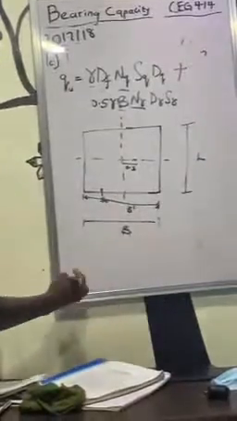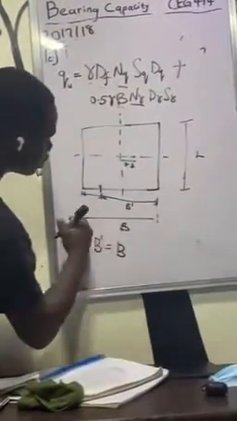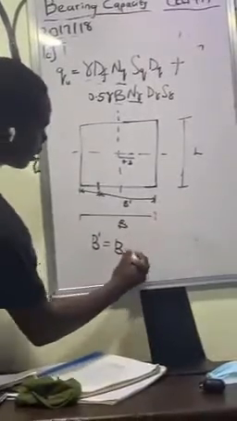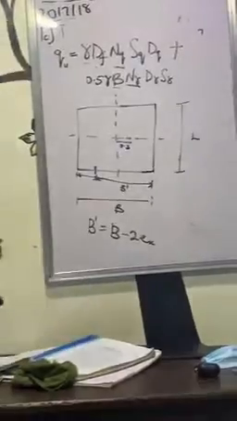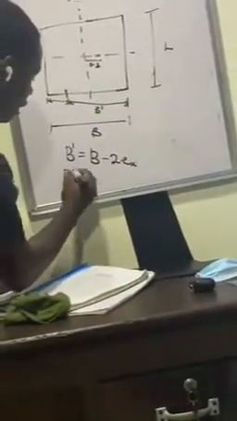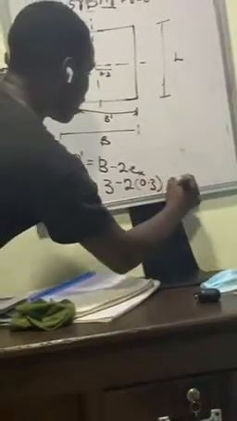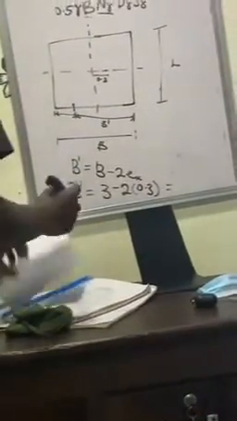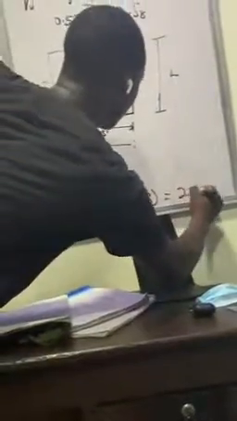How do I get my B prime? My B prime is basically B, which is total breadth, minus 2 times my eccentricity. Eccentricity here is 0.3. So my B prime is basically the breadth, which is 3, minus 2E, which is 0.3. So I should have here 2.4.